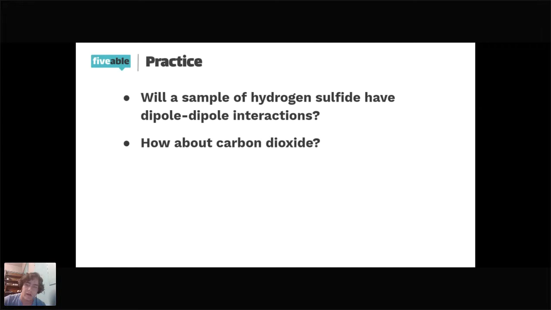How about carbon dioxide? Good, yeah. For the same reason that I was talking about before, the carbon-oxygen bonds will be polar, but the carbon dioxide molecule itself is linear, so those dipole moments will be facing in opposite directions.